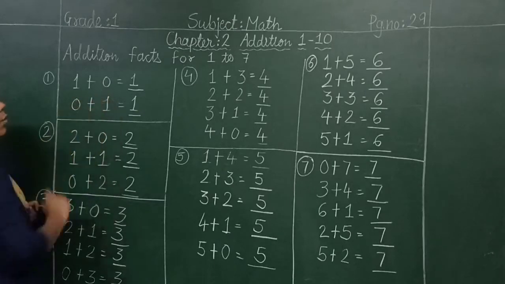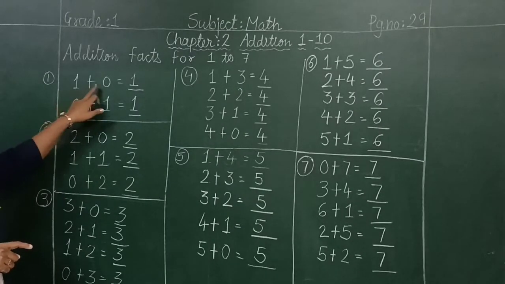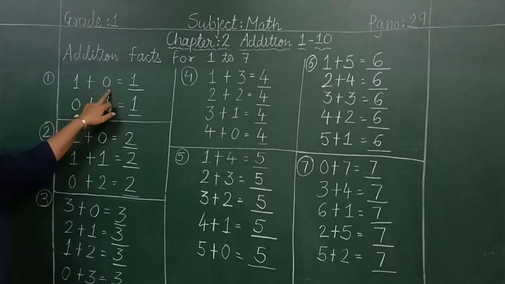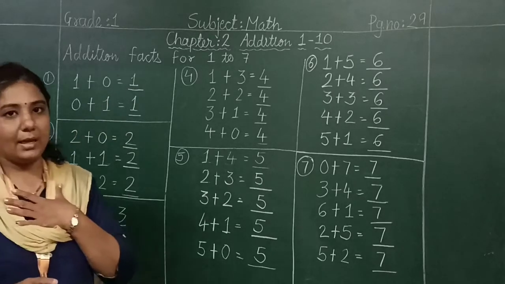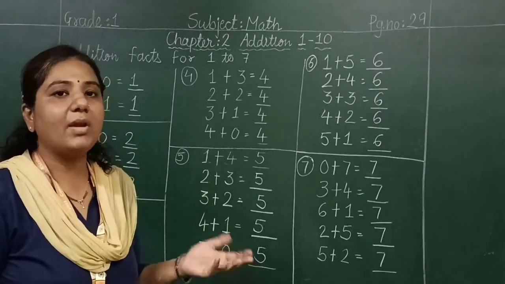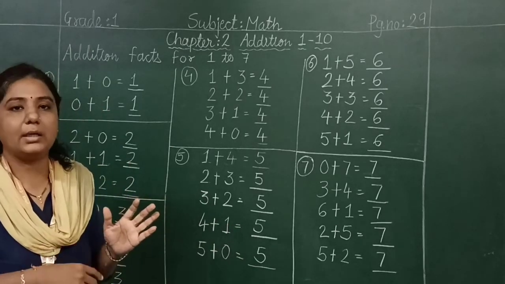1 plus 0 equals 1. With 1 we added 0. So the answer will remain the same, 1. If I have 1 chocolate, and my friend has nothing, and if we add together what both of us have. Yes?